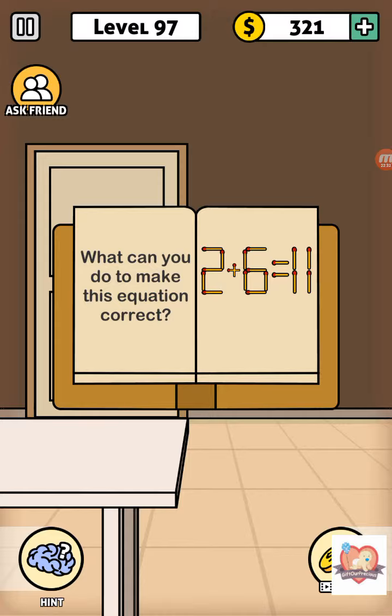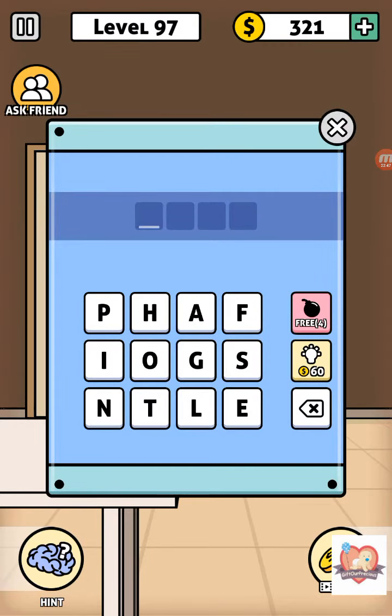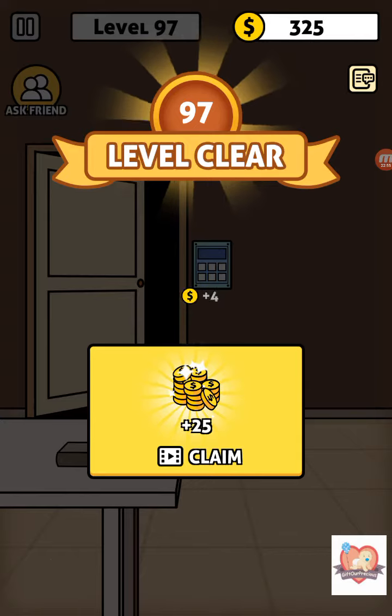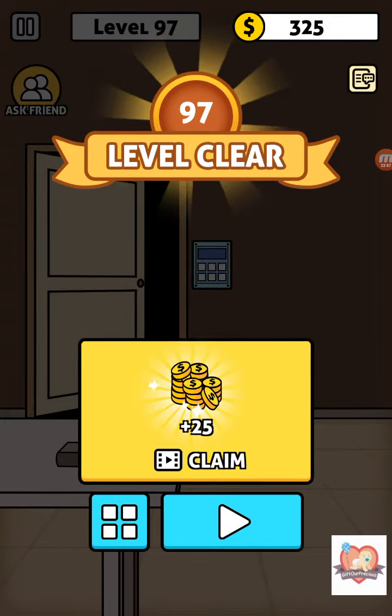Oh! Okay. Yeah, I got it! Flip it upside down. It becomes 9 plus 2 is 11. So we don't need to shift the matches. Flip the thing upside down. F-L-I-P. So 9 flip plus 2 is 11. Do the equation and flip it upside down.